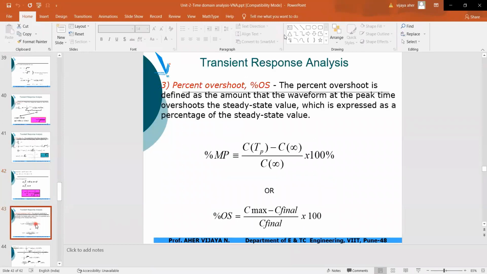Now, after that, you derived the equation for percentage overshoot by using the standard equation. C infinity is nothing but the final value of your output, and C(TP) is nothing but the maximum value of output. So maximum value of output minus final value of output, divided by final value of output, into 100, gives percentage overshoot. You have derived the equation for that.